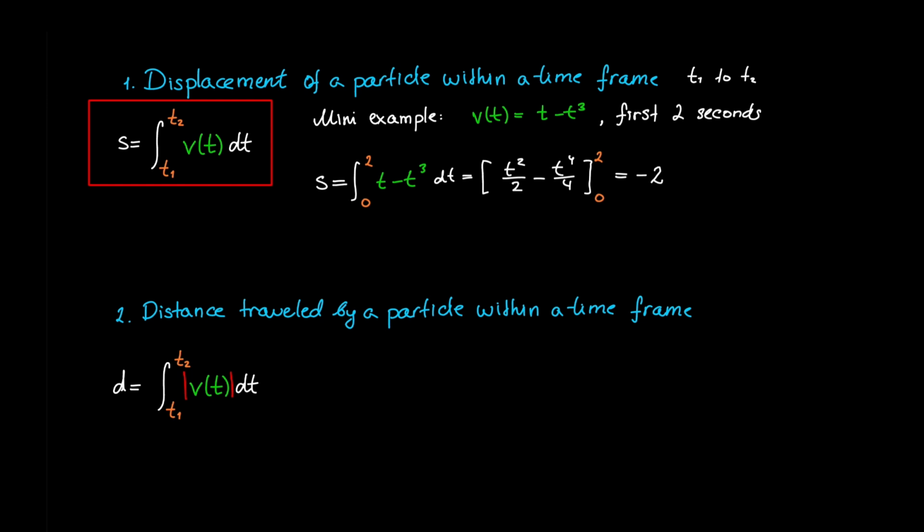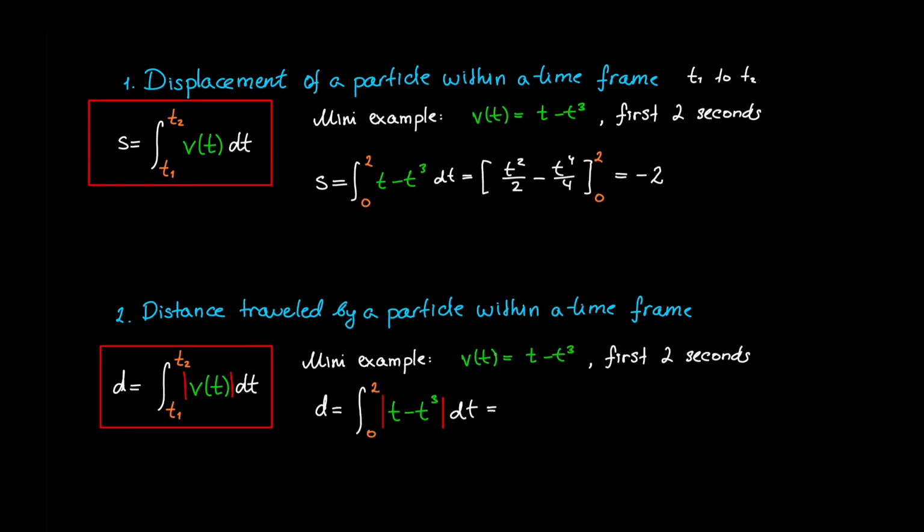That means positive ones and negative values have to be turned to positive in order to calculate the distance, and thus the absolute value signs. So that means with that same mini example, same velocity function, let's say this time we're asked to find the distance traveled in the first 2 seconds. So now that same integral applies. All we have to do is apply the absolute value signs to the function. And using technology or doing this by hand, however you like, the answer you should get is 5/2.